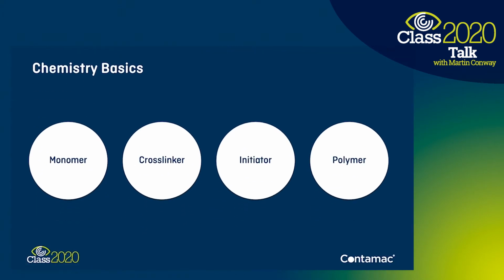Monomer, cross-linker, initiator and polymer. These are all terms that you'll hear in textbooks and in magazines referring to contact lens materials that you may have seen but not necessarily heard of exactly what they are and what they mean, what part they play in the finished article. So let's go through and discuss each of these in turn, then I promise you we'll get onto the materials themselves.